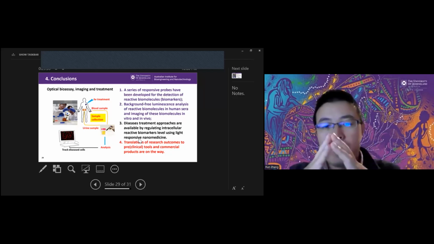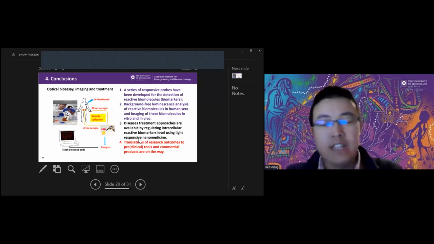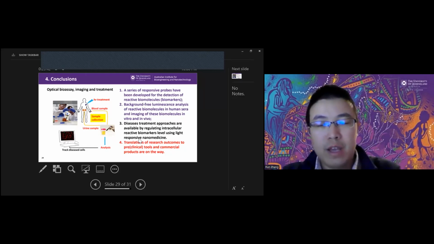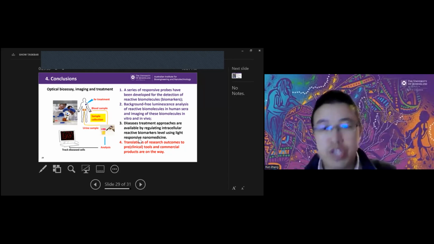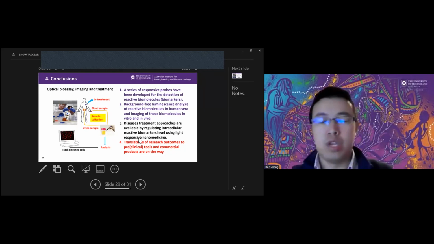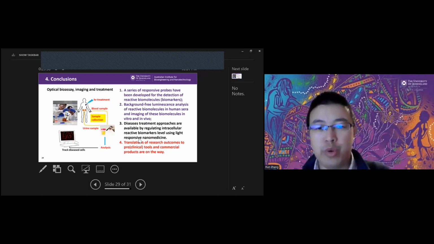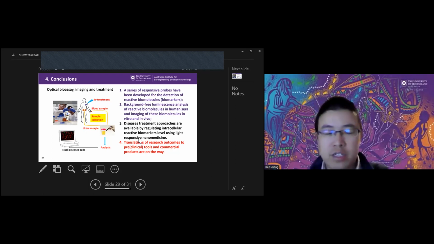Then we also had some materials designed for regulating intracellular biomolecular levels for treatment. That's something about nanomedicine. And we are currently interested in translating the research outcomes into clinical tools and commercial products.